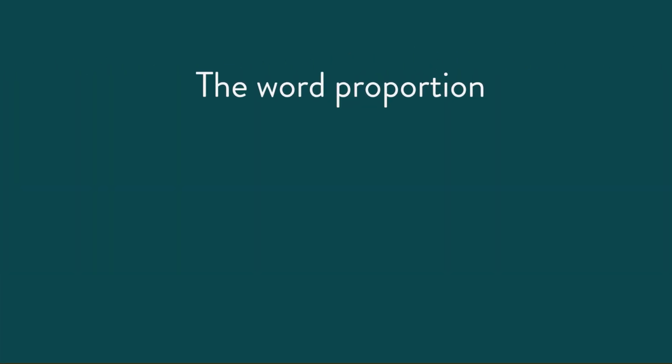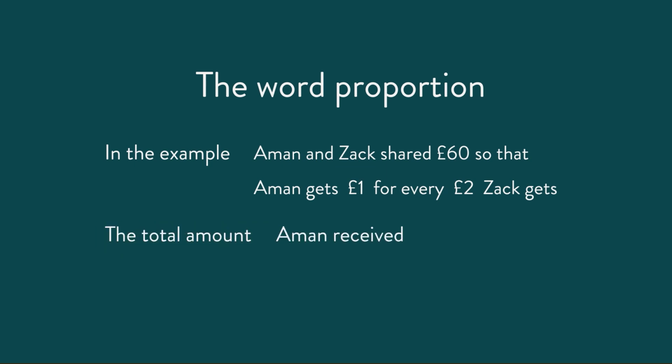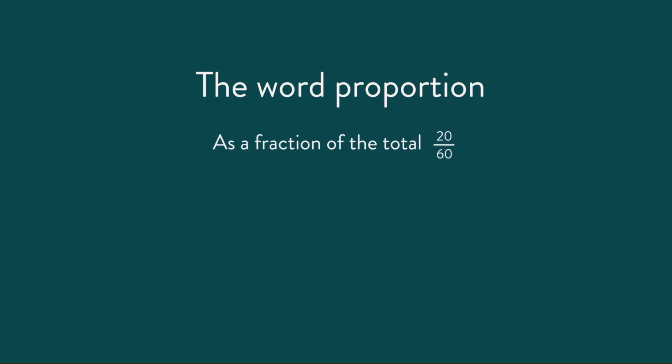The word proportion. In the example, Aman and Zach share £60 so that Aman gets £1 for every £2 Zach gets. The total amount Aman received is £20. £20 as a fraction of the total is 20/60ths. Twenty is a common factor of 20 and 60. Therefore 20/60ths simplifies to 1/3.